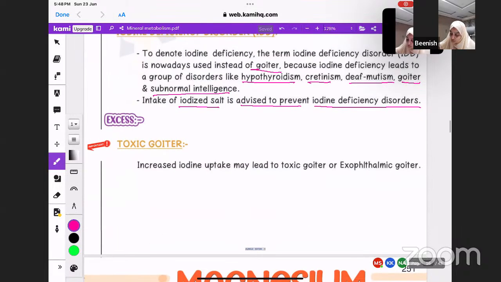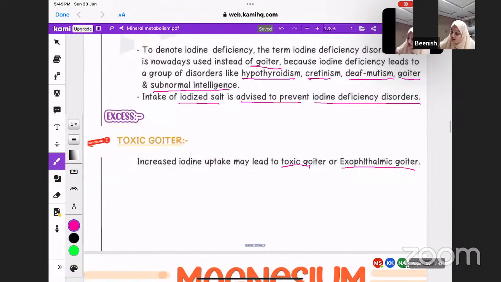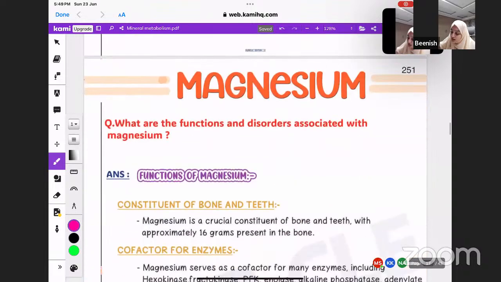Now talking about toxic goiter, increased iodine uptake may lead to toxic goiter or hyperthyroid goiter. What is that? That is an autoimmune disease.